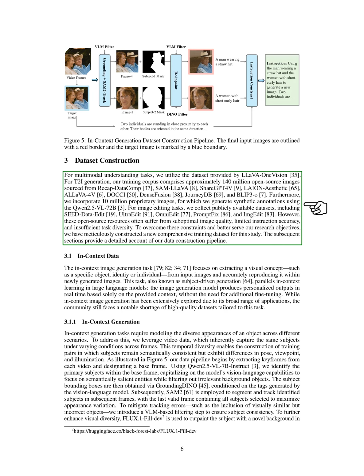In terms of dataset construction, we use the dataset from LLaVA-OneVision for multimodal understanding tasks. For text-to-image generation, our training set includes about 140 million open-source images from various sources, along with 10 million proprietary images for which we generate synthetic annotations using Qwen2.5-VL-72B. For image editing tasks, we gather publicly available datasets, but these often have issues like poor image quality and limited task diversity. To address these challenges and better meet our research goals, we have carefully built a new comprehensive training dataset, which we will detail in the following sections.